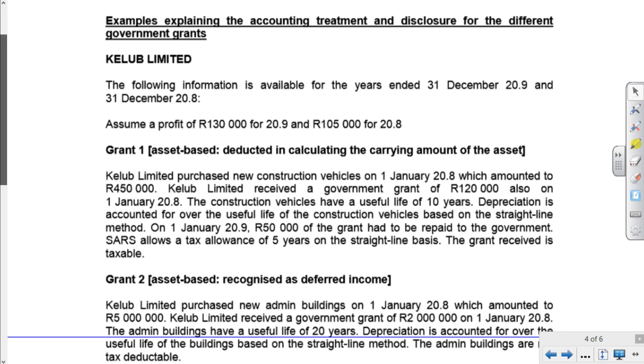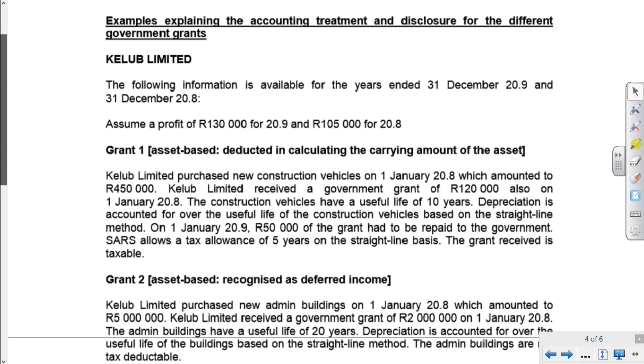So you'll see that there are 4 grants on this page. Grant 1 is an asset-based grant, and they're deducting it from the carrying amount of the asset. So that's the policy they've chosen. Grant 2 is an asset-based grant, but it's recognized as deferred income. So it's going to be shown as a deferred government grant liability, and my asset will be whole.